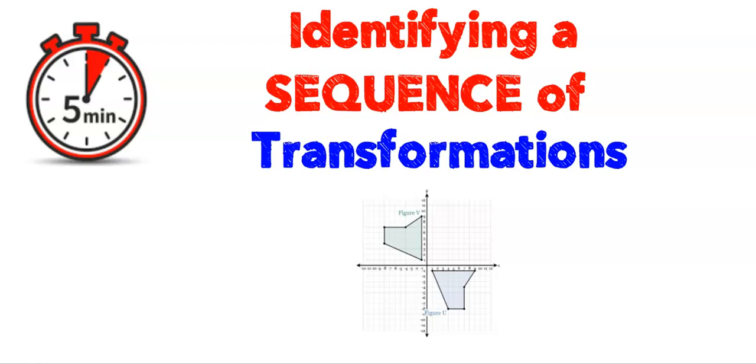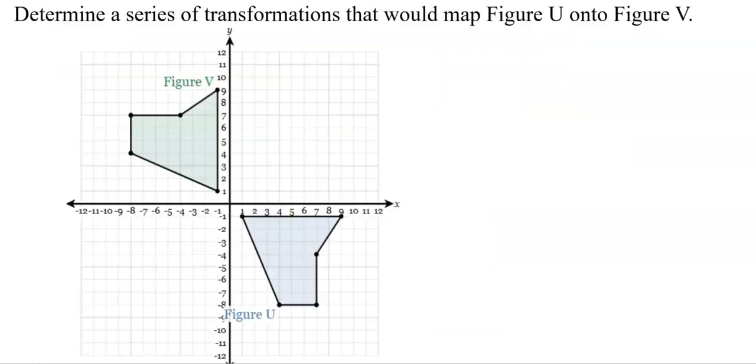Identifying a sequence of transformations. In this first question, you're asked to determine a series of transformations that would map blue figure U onto green figure V. A series or sequence means multiple moves, and the best way to determine a sequence is to choose one point on the starting figure and to choose its corresponding part on the ending figure.